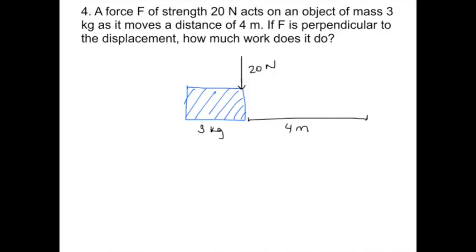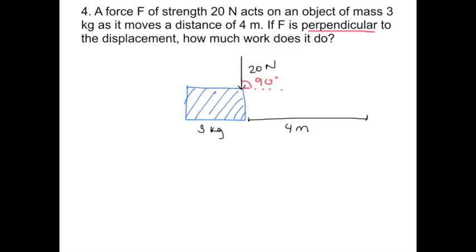Number 4. A force F of strength 20 newtons acts on an object of mass 3 kilograms as it moves a distance of 4 meters. If F is perpendicular to the displacement, how much work does it do? So I've drawn out a diagram here, but you can probably see that a key word in this situation is perpendicular. We know that if a force is perpendicular to the displacement, we can call that an angle of 90 degrees. We'll draw it out here, 90 degrees.